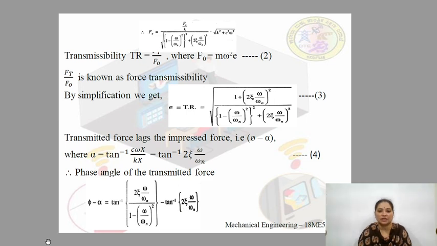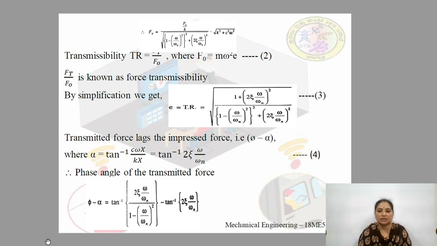Ft by F naught is also known as force transmissibility. By simplification, we can write that the transmissibility ratio E or Tr is equal to under the root 1 plus (2 zeta omega by omega n) whole square divided by (1 minus (omega by omega n) square) whole square plus (2 zeta omega by omega n) whole square. Let this be called equation number 3.